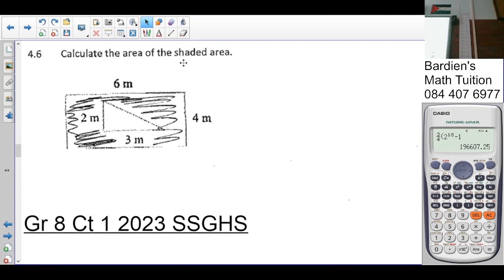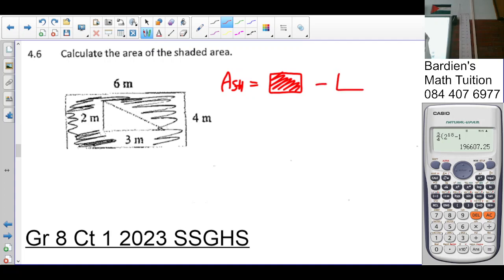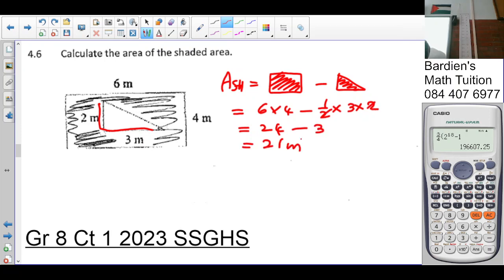The next question says calculate the area of the shaded area. Normally we say calculate the area of the shaded region, but okay, shaded area is basically the same thing. How do you calculate the area of the shaded region here? Area is equal to the area of the rectangle minus the area of the triangle. That will give me the area of that shaded region. The rectangle is length times width, 6 times 4, minus the triangle, half base, which is 3, times the height, which is 2. So it's going to be 24 minus 3, which is 21 meters.